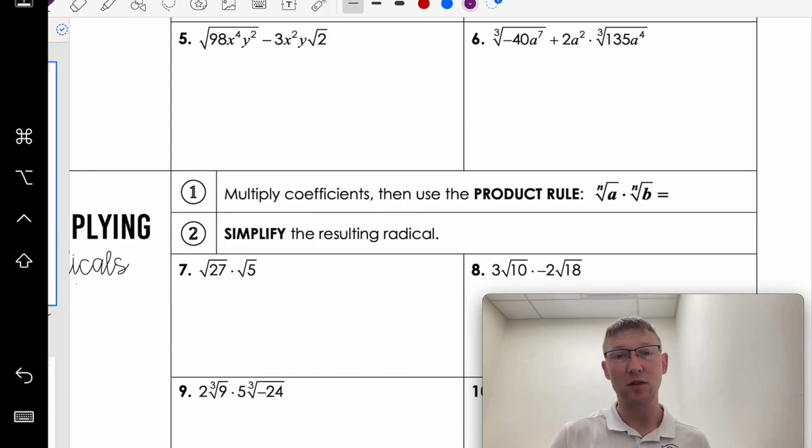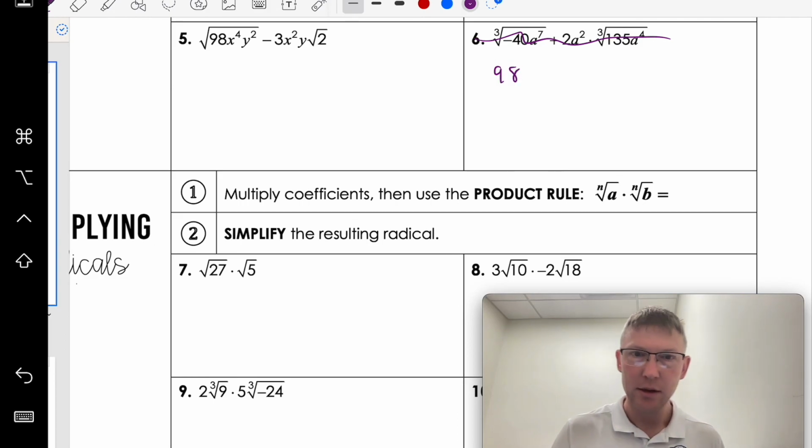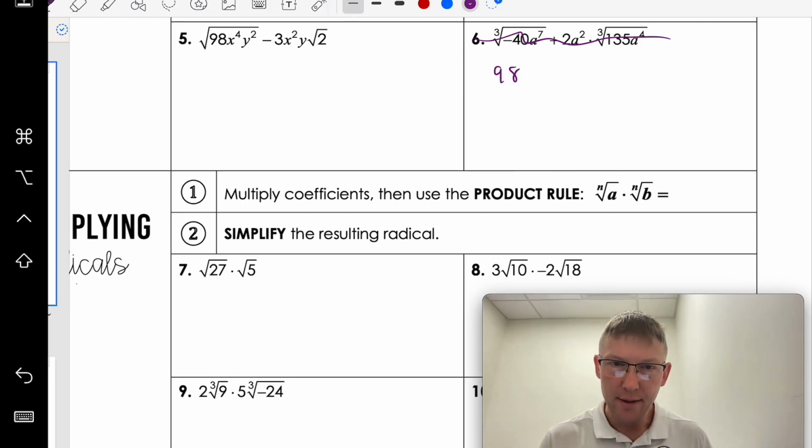This same process is going to work when we start throwing in variables. So hopefully it doesn't throw you too much for a loop, but here we go. So number 5, I'm going to do some of my scratch work over here. So 98.